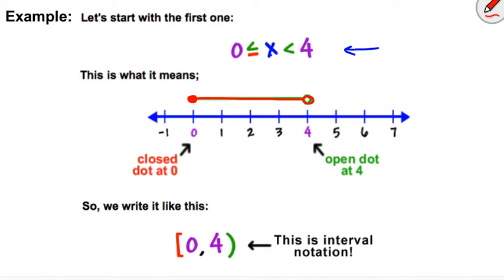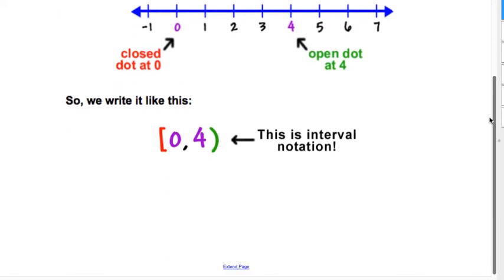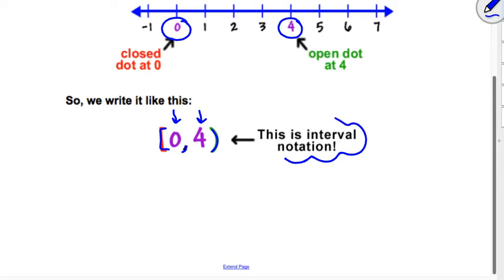So how we create our interval is we start at the farthest left number. So our farthest left is 0. So we're going to write that first. Then our farthest right number, where we stop that graph, is going to be at 4. Now since we have a closed circle, we're going to have a bracket. And when we have an open circle, we have a parentheses. This is our interval notation.